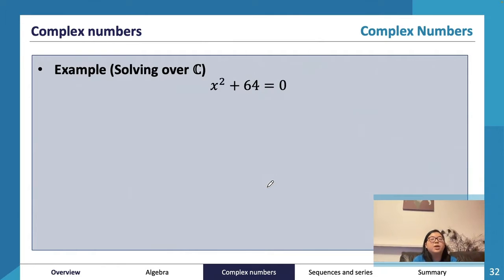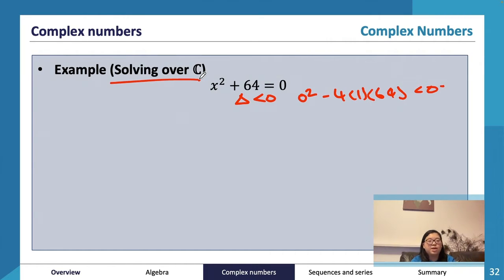Cool. Alright, so let's talk about solving. Just like how we solve normal quadratic equations and normal polynomials, we can apply the same methods here. Evidently the discriminant is smaller than 0, because we essentially just have 0² minus 4 times 1 times 64, which is evidently going to be smaller than 0. So this is why it says solve over C. We really need to keep our eyes peeled for whether something says solve over C or not.